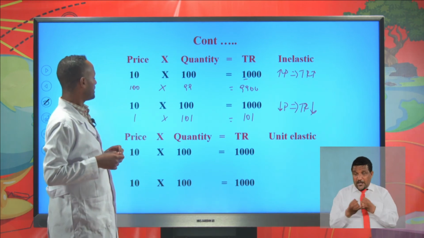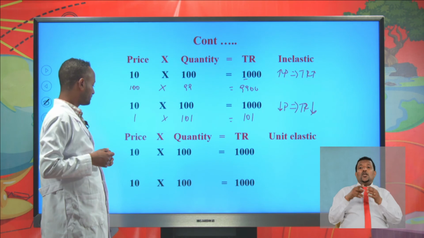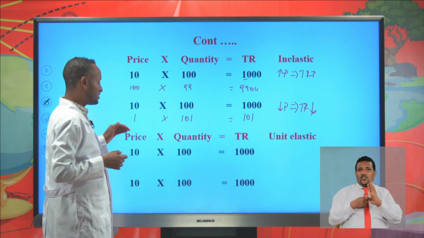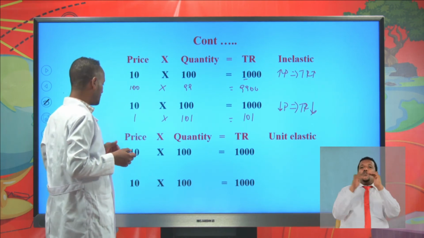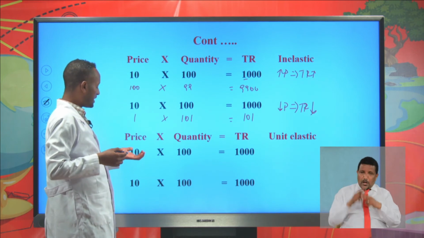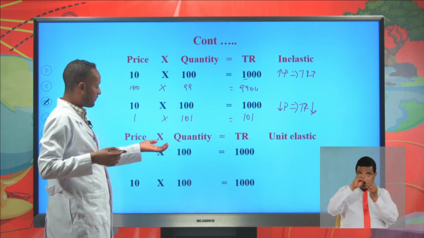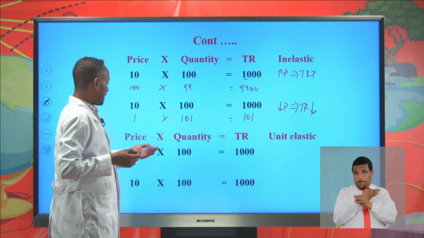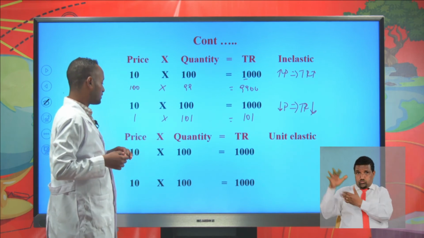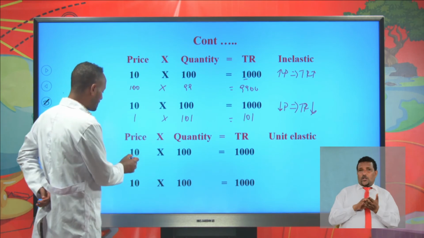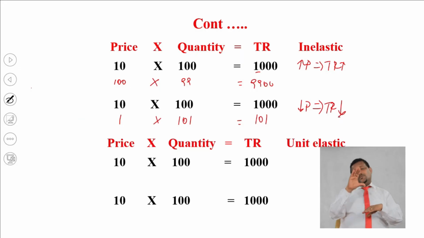Finally, let's see when the buyer is unit elastic. That means there is a proportional change in price and quantity demanded. If the price of a kilogram of something is 10 birr, and the firm sells 100 units, the total revenue is 1,000. Now, if the price is doubled, it was 10 and now it increased to 20. If the price is doubled and the buyer is unit elastic, then the quantity demanded must be halved. That means it is 50. 20 times 50 is 1,000.